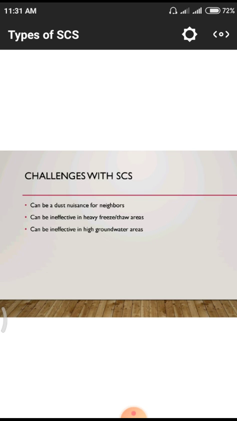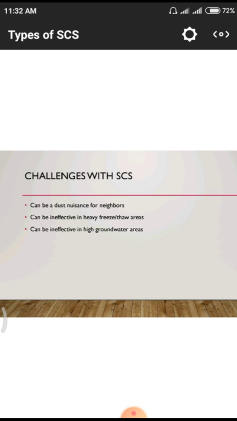What are the different problems we have to face while constructing with soil cement stabilization? There can be dust noise for the neighbors. That means the cement is very fine in nature. Due to its fineness, the surrounding areas will be affected by these dust particles. It can be ineffective in heavy freeze and thaw areas. That means in cold countries this process is not acceptable.